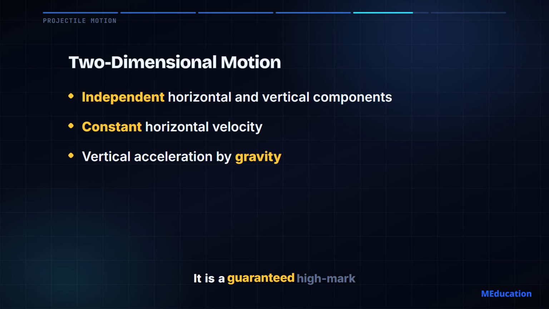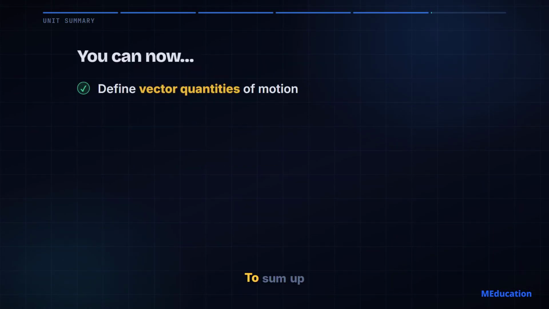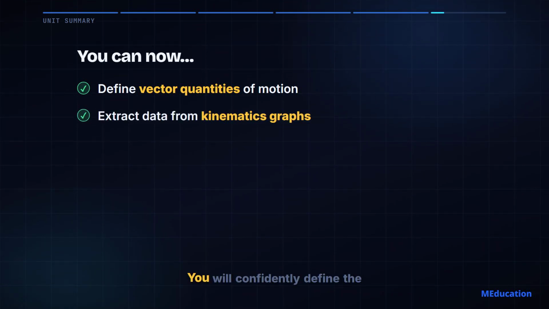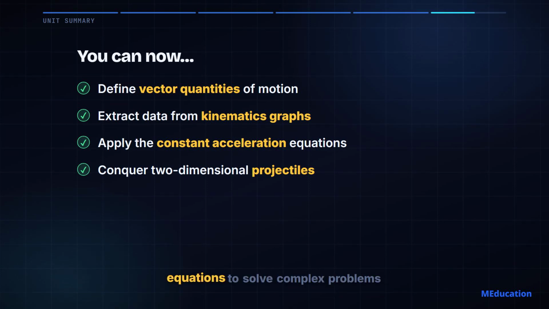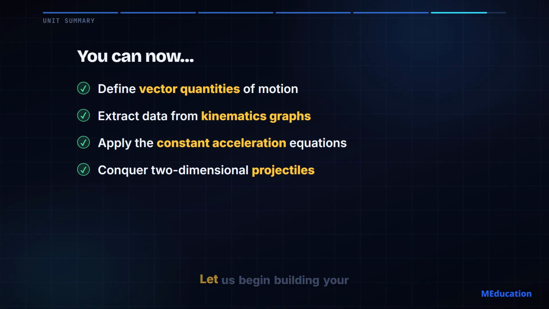It is a guaranteed high-mark question in Paper 2 and forms the mechanical foundation for later topics like electric fields. To sum up, this unit builds your core mechanical foundation. You will confidently define the vector quantities of motion, extract vital data from the gradients and areas of kinematics graphs, apply the constant acceleration equations to solve complex problems, and conquer 2-dimensional projectiles. Let us begin building your mathematical toolkit.